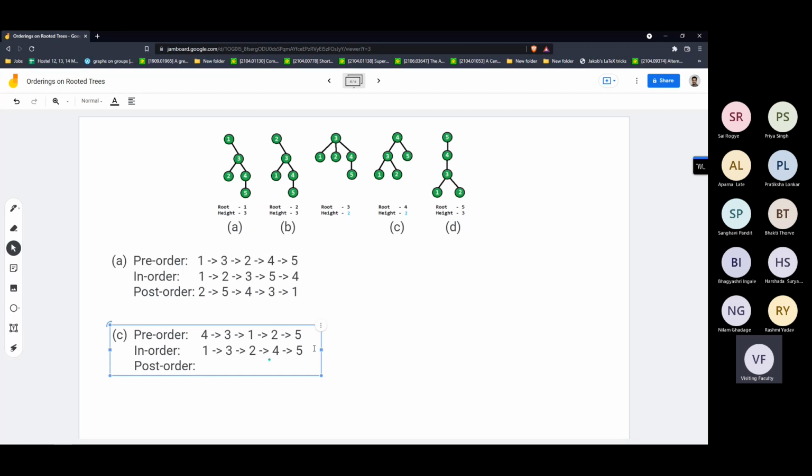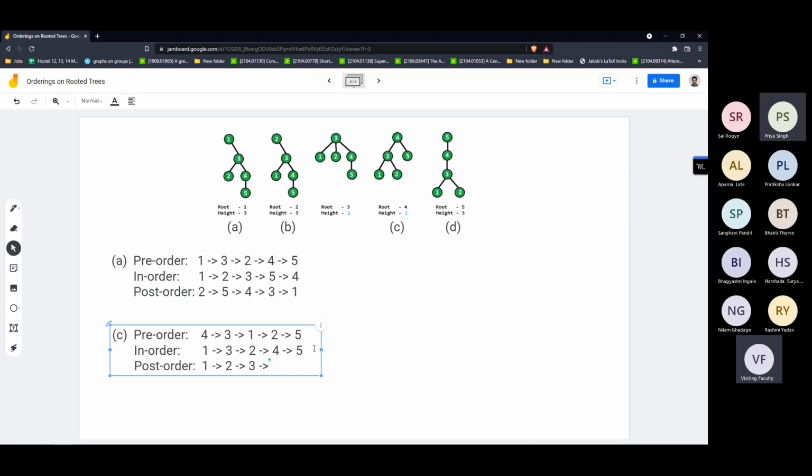We'll write 1 because it's the left subtree of 3. Then 2 because it's the right subtree of 3. Then we'll write the root, that is 3. This completes the left subtree of 4. Then 4.